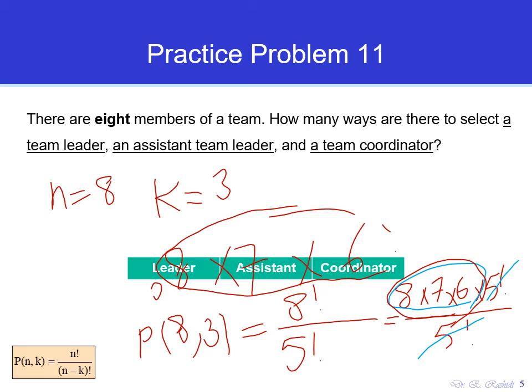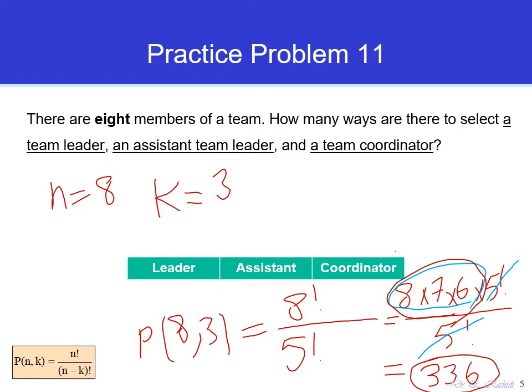All right, so this is how we can solve this problem. And this is actually equal to 336. So there are 336 different arrangements that you can have: a leader, an assistant leader, and a coordinator out of 8 people.